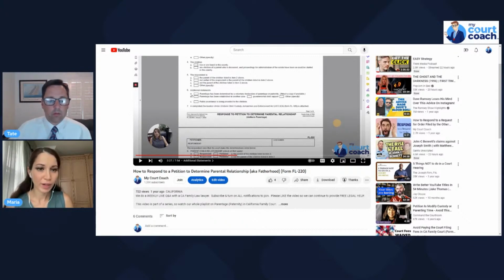So typically one party would be the petitioner. They would do the petition to get the process started, the parentage action. And then this particular form is responding. So typically it would be possibly the father or one of the parents on the other end that receives this form, and now they want to either contest it or accept that they are the parent to this child. So it's essentially responding to the petition in the parentage action.